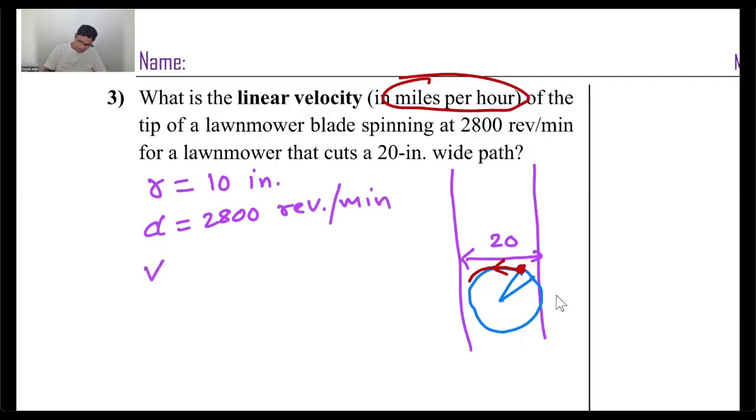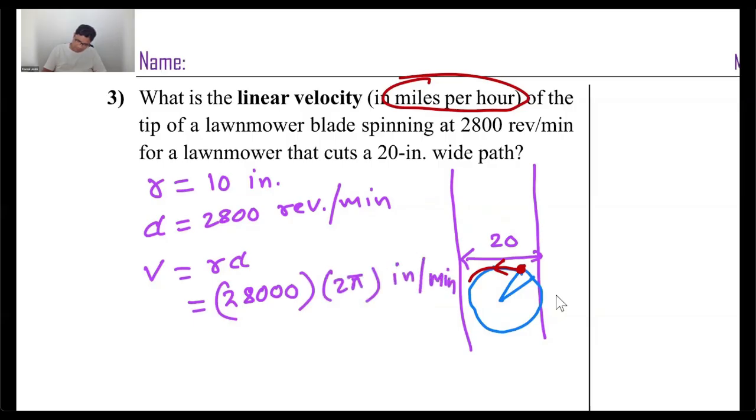So your linear velocity V will be R alpha. So that will be 10 times 2800, 28,000 revolutions. No, we need to multiply that by 2 pi. Okay, inches per minute.